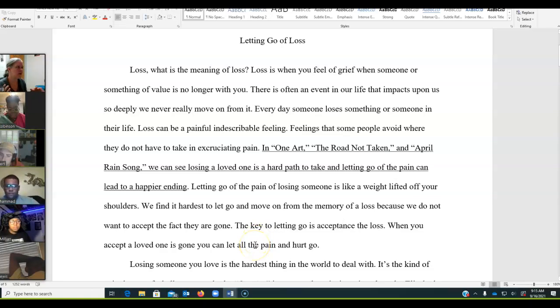They did it in a way that's not super formulaic, but if you're stuck, take one sentence to say how One Art deals with loss and how Road Not Taken deals with loss and how April Rain Song deals with loss. A little one-sentence preview each if you're not sure how to build this paragraph. Okay? Questions about thesis paragraphs? This is a pretty good one.